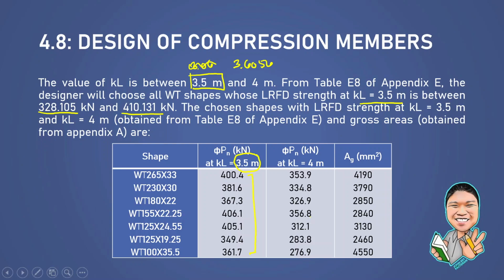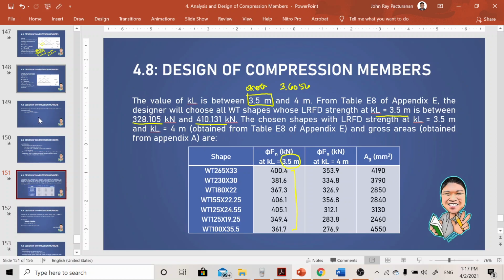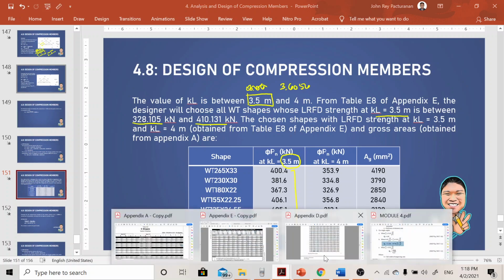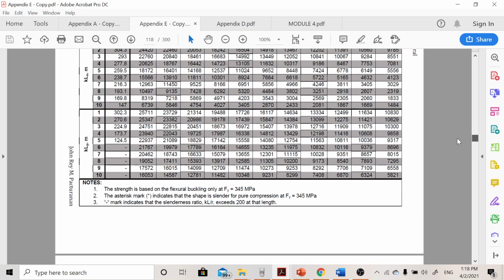So, i-check natin. Basta tandaan nyo, ilista nyo siya. 328.105, 410.131. Punta tayo sa table E9, di ba? Kasi yun yung instruction ng problem. Table E9, Appendix E. Lahat yun ng WT eh.